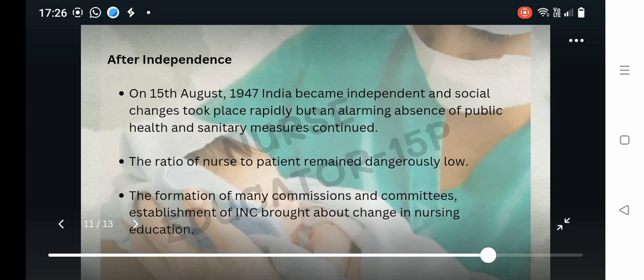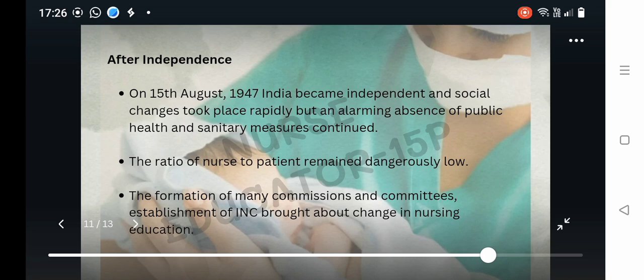After independence, what was the scenario of midwifery in India? On 15th August 1947, India became independent and some social changes took place rapidly. But there was an alarming absence of public health. There were no proper public health and sanitary measures. So the ratio of nurses to patients remained dangerously low.